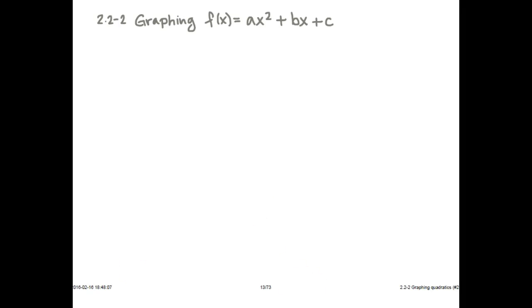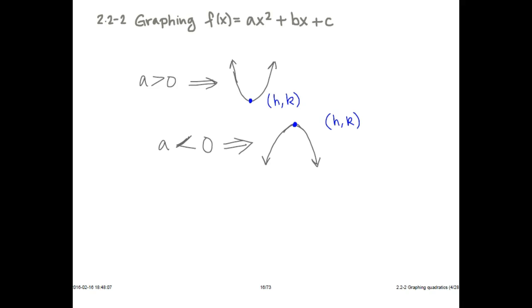Next, we'll discuss graphs of quadratic functions. We already mentioned if the leading coefficient is greater than 0, the parabola opens up. If it's less than 0, the parabola opens down. We have the vertex, unique to a parabola, called (h, k).